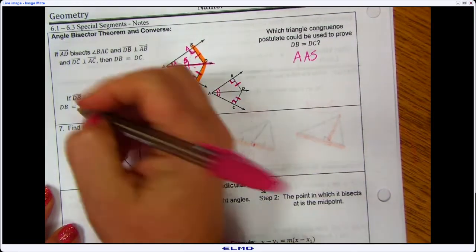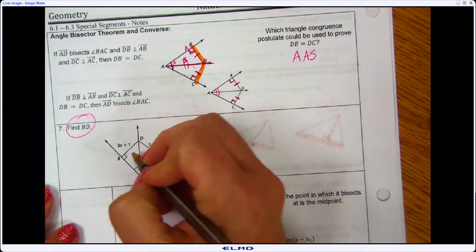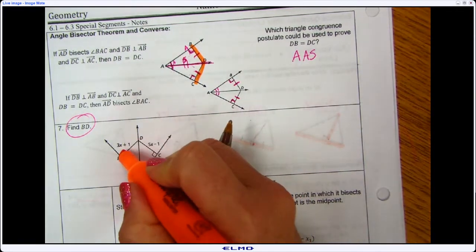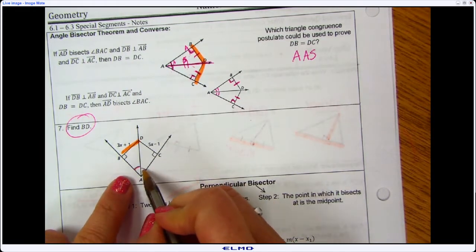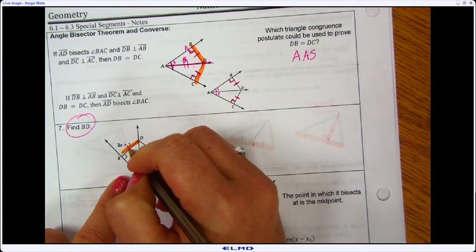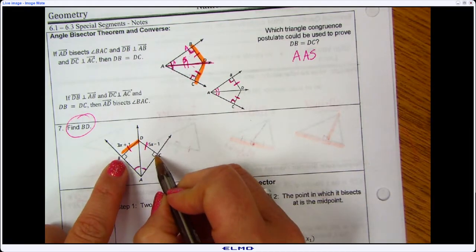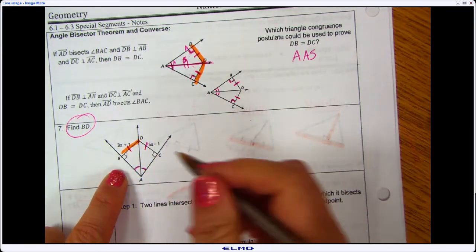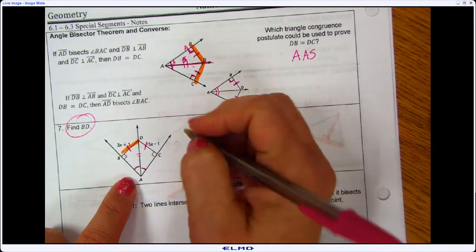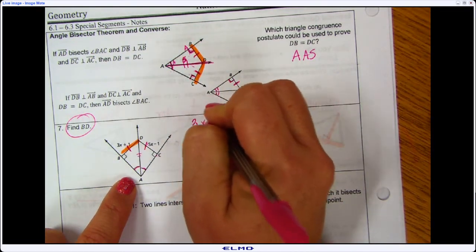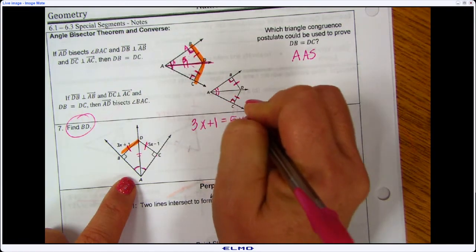So if I look at this picture and they want me to find BD, which is this piece right here, I know that if these two angles are equal, then these two sides are going to be equal to each other because of these right angles, right? So because of angle, angle, side, and because this piece is equal to itself, that means that 3x plus 1 is equal to 5x minus 1.